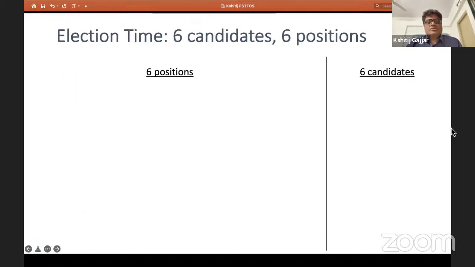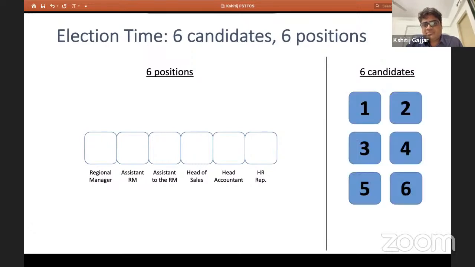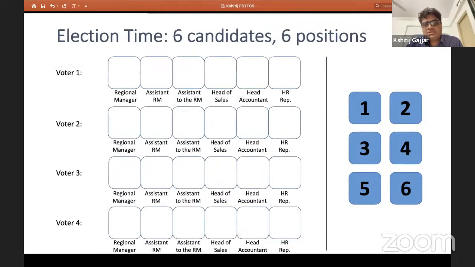So there is an election happening at the office, and there are 6 candidates and 6 positions. The only question is which candidate gets which position. Here are the 6 positions: regional manager, assistant regional manager, assistant to the regional manager, head of sales, head accountant, and HR representative. All these positions have a strict hierarchy, regional manager being the highest and HR representative being the lowest. So there are 6 candidates, and how do you fit them into these positions?